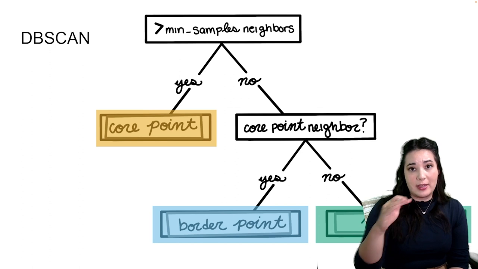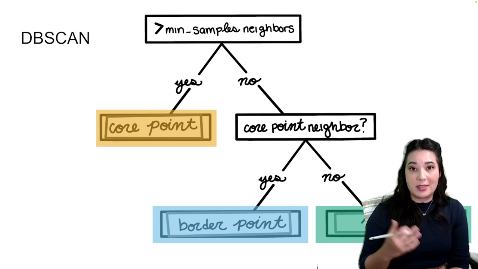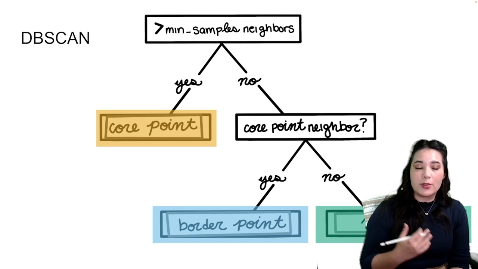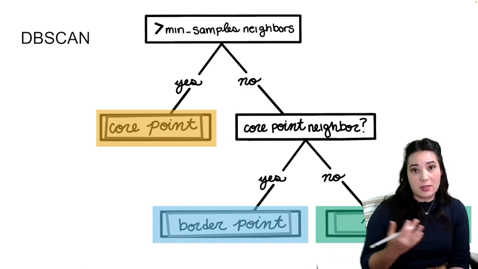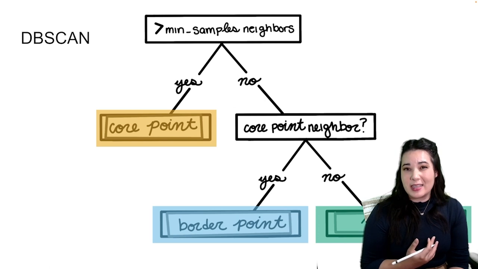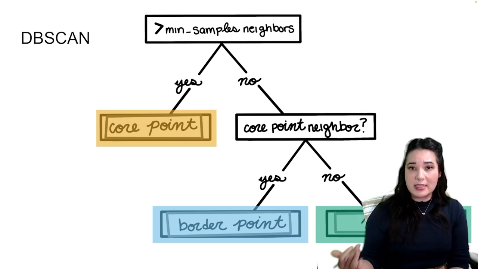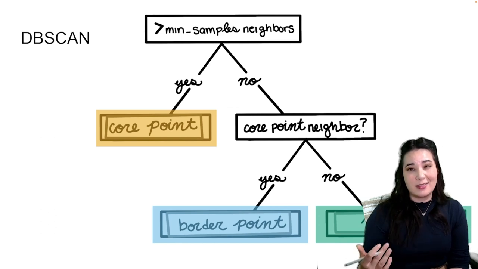First, we look at the neighborhood around our data point. The size of the neighborhood is determined by EPS. If it has more than min points neighbors, it's a core point. If it doesn't, then we have to ask whether or not it has a core point neighbor. If it does, it's a border point. If it doesn't, it's a noise point.